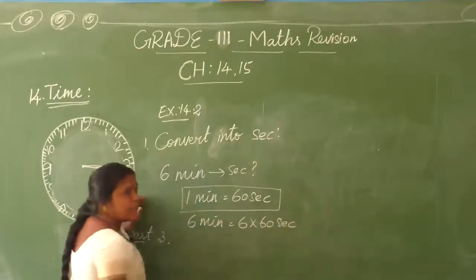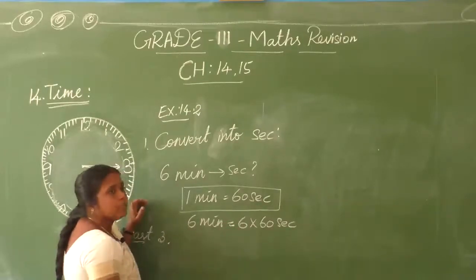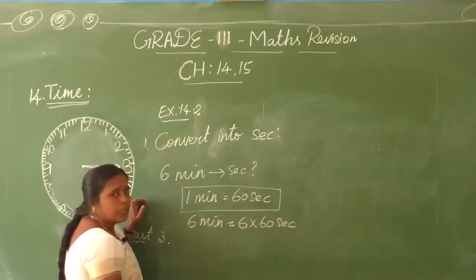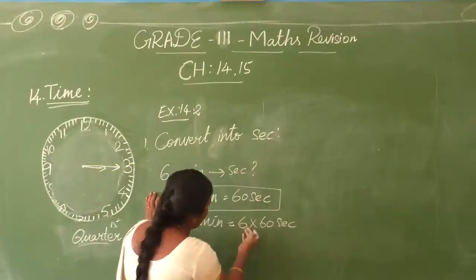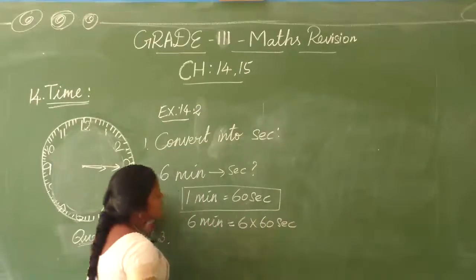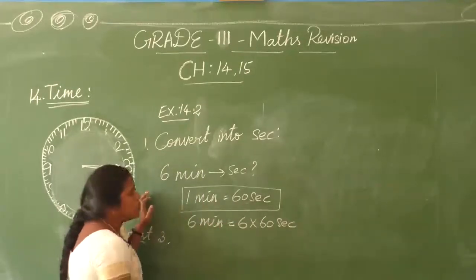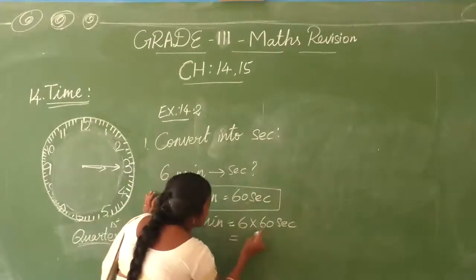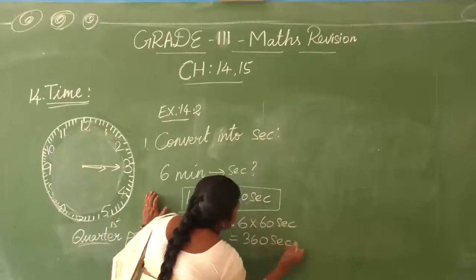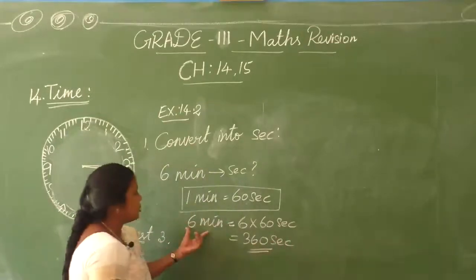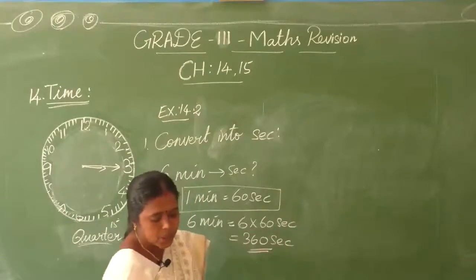Why do we have to multiply here? See, for example, 1 chocolate is 10 rupees. If 1 chocolate is 10 rupees, then for 2 chocolates, how do you tell? 2 tens are 20, no? Like that only, 1 minute equals 60 seconds means 6 minutes equals dash seconds. What to do? 6 into 60. 6 sixes are 36, 6 into 0, 0. 360 seconds. So 6 minutes in seconds is 360 seconds. Understood?